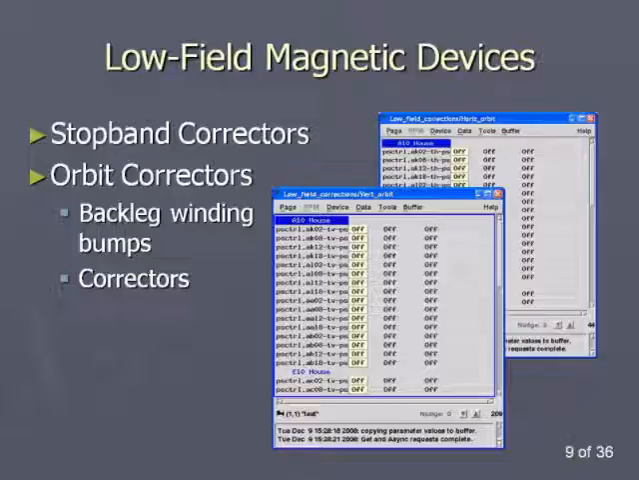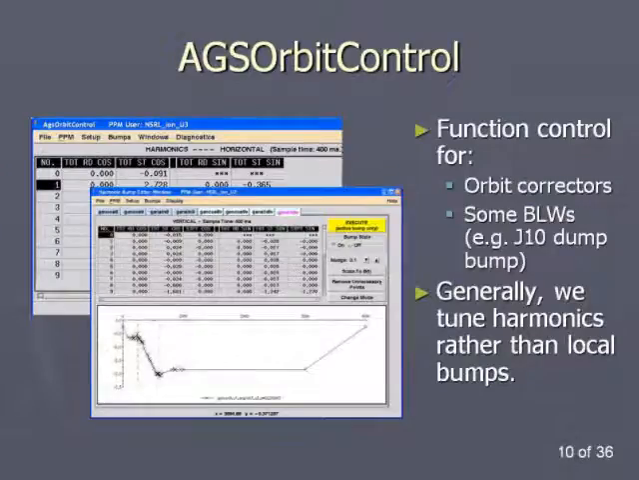And there are 4 small dipole correctors per super period, and that's usually what we're talking about when we say orbit correctors, right? Meaning these low field guys, which are under AGS low field corrections, and they're arranged by plane, right? All the horizontal ones, all the vertical ones. So the state control, again, is in PET, and then the function control is in this application called AGS orbit control, which has a learning curve. There's no question about it.